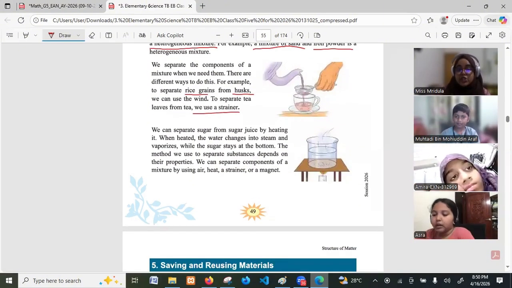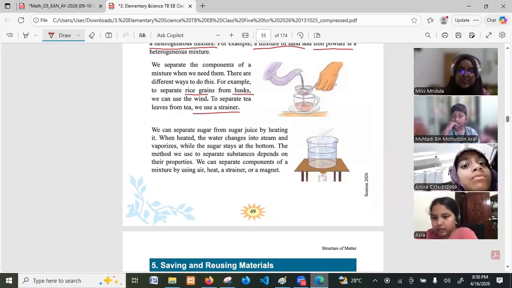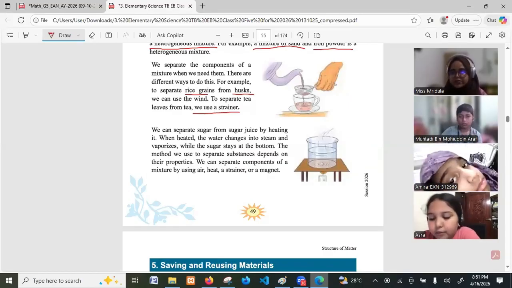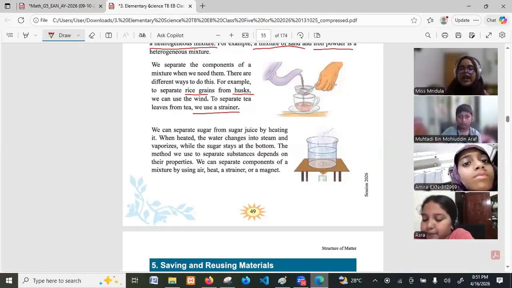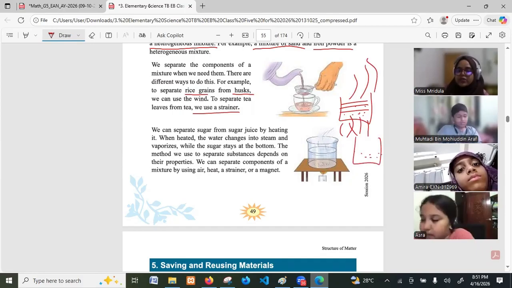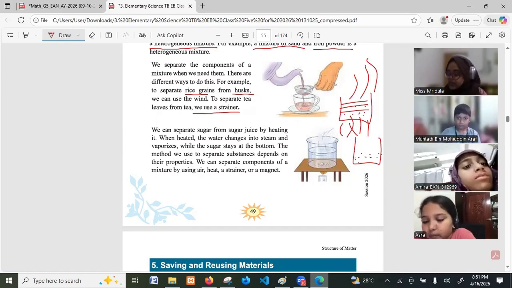Okay, we can separate sugar from sugar juice as well. It's a bit tough, but there's a way. By heating it. You know that when we heat water, what happens? The water turns into water vapor, right? So if we have water and we have sugar inside, and we evaporate or heat it, the water will go out and only the sugar will be there. Okay, so that's how we can separate, by the use of evaporation. So we can separate sugar from sugar juice or any kind of juice by heating it.